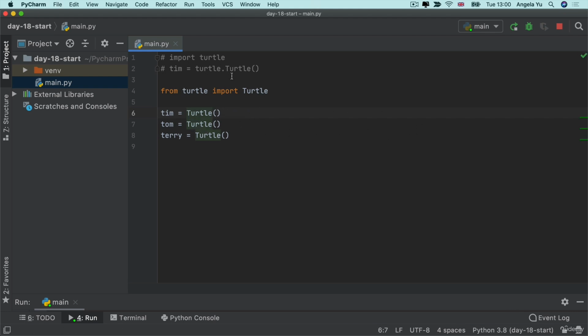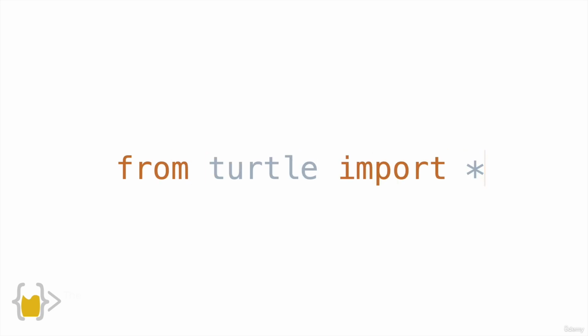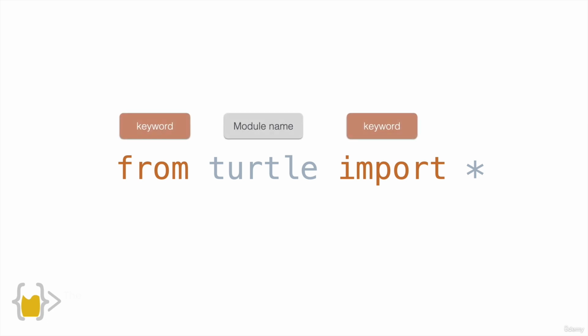So this from import is really helpful if you're going to use this thing that you're importing a lot and you don't want to keep writing the name of the module in front of it. Now you can actually go one step further. Instead of saying just from turtle import whatever it is you want, you can actually import everything by using the asterisk.